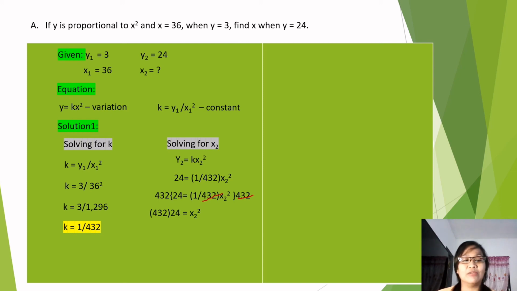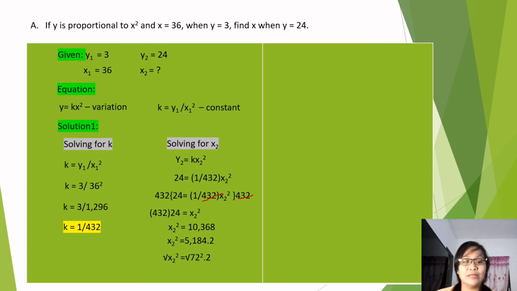And then, multiply 432 times 24, which is 10,368. So, how to extract square here? So, kailangan nating mag-isip muna ng number na factor ng 10,368 na yung isang number ay perfect square. So, meron tayong 5,184 times 2. Ang 5,184 ay 72 squared. So, meron tayo nito.